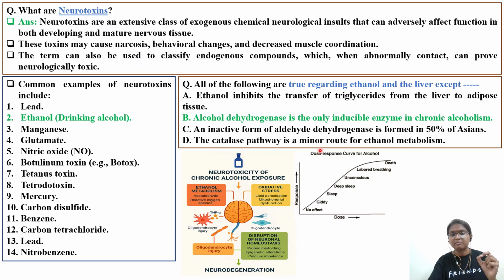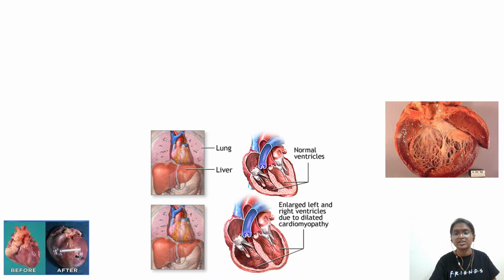The catalase pathway is a minor route of ethanol metabolism. Again, you have to read with respect to alcohol metabolism, no? How the alcohol is metabolized in the case of primates, that is in the monkeys, and in the case of rodents, what are the enzymes which are involved? There is a difference based on the enzyme and based on the metabolite, toxic metabolite which is formed. So one question with respect to that also you'll get in exam.